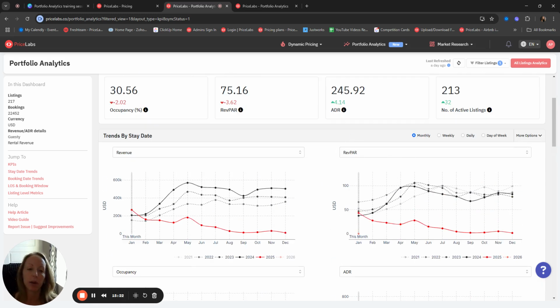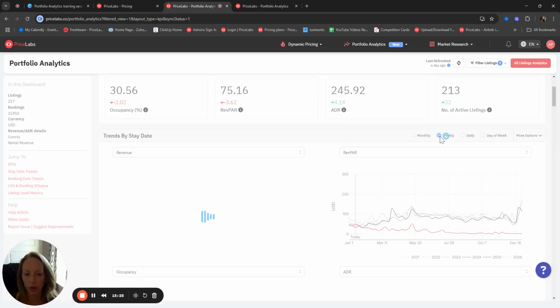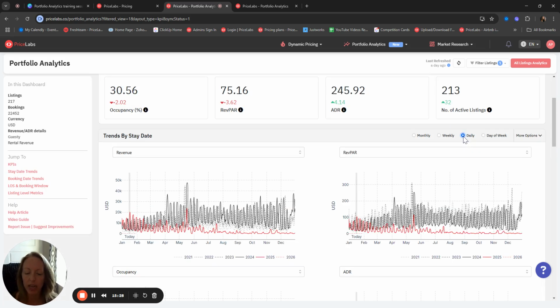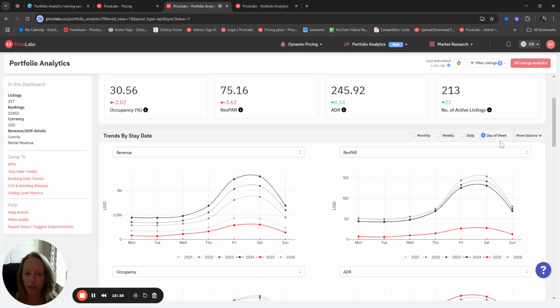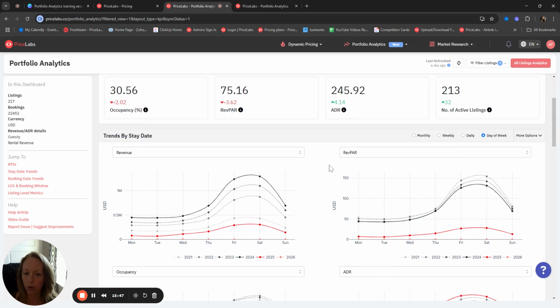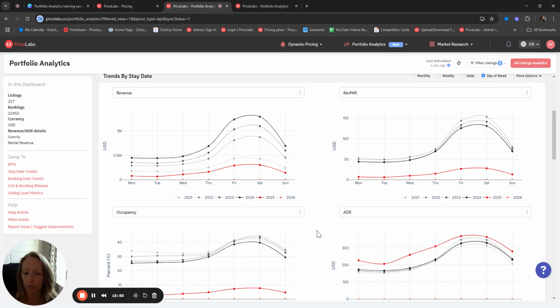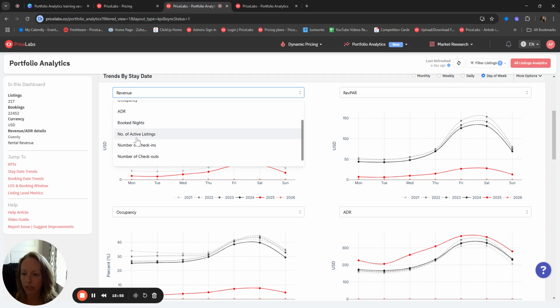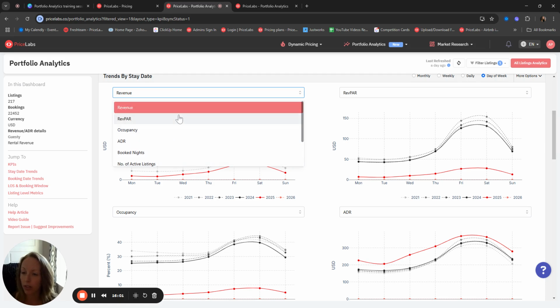I prefer to look at trends by month, but you can look at trends weekly or even daily. It gets pretty messy. If you're in a market where you see a lot of day of week trends, like a lot of Saturday to Saturday stays, it might be helpful to look at day of week. You also have more options here where you can download this information into CSVs. And on each of these charts, if you want to look at more than revenue, RevPAR, occupancy, and ADR, you can change here and look at maybe booked nights, number of active listings in case that's helpful, check-ins and check-outs, things like that, the different options here.